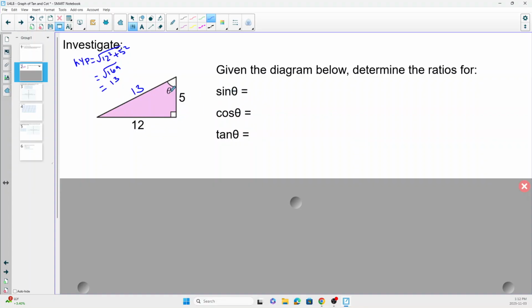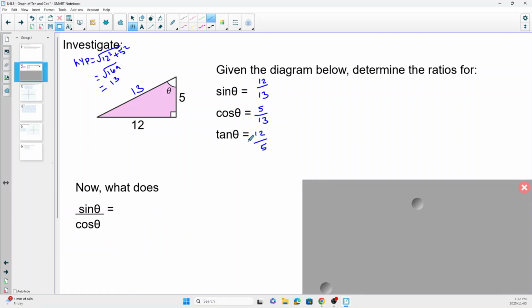So sine theta is opposite over hypotenuse, which is 12 over 13. And cos theta is adjacent over hypotenuse, which is 5 over 13. And tan theta is opposite over adjacent, which is 12 over 5. So there's a reason that we're doing this. We're going somewhere with this.